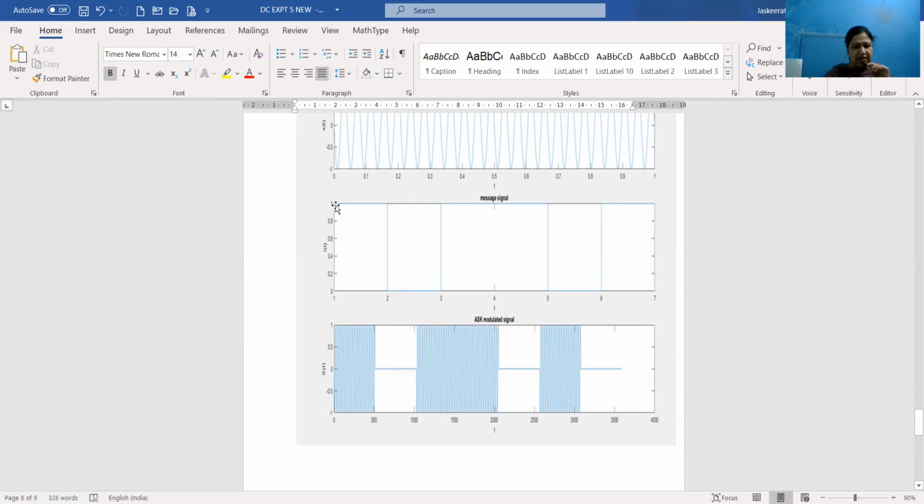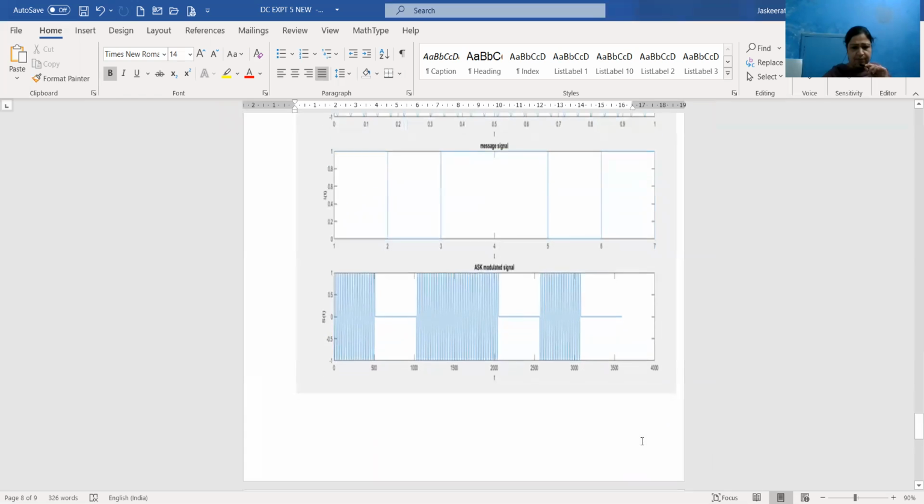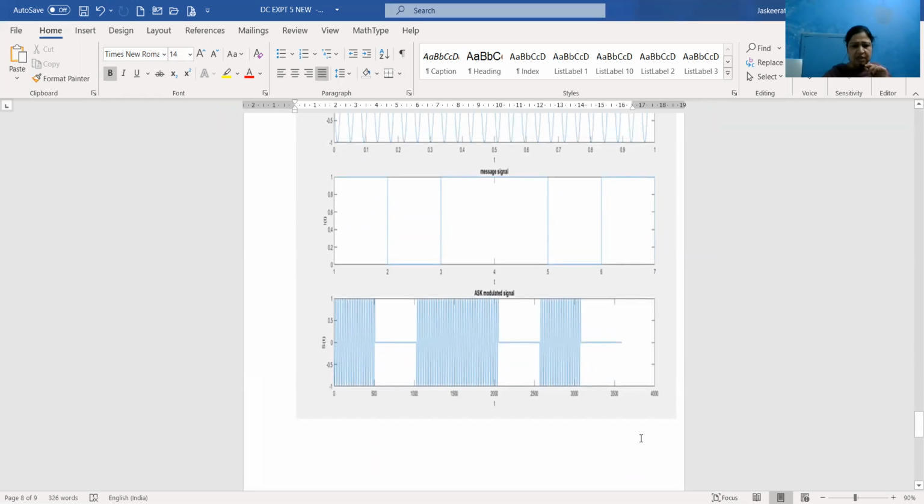We can see that when the message is 1, the ASK modulated signal is represented by the carrier wave. Whereas when the message is 0, the ASK modulated signal is represented by no signal. So here we can see the ASK modulated signal, which represents the carrier wave for binary 1 and no signal for binary 0. Now this is how we generate our ASK modulated signal using Matlab.